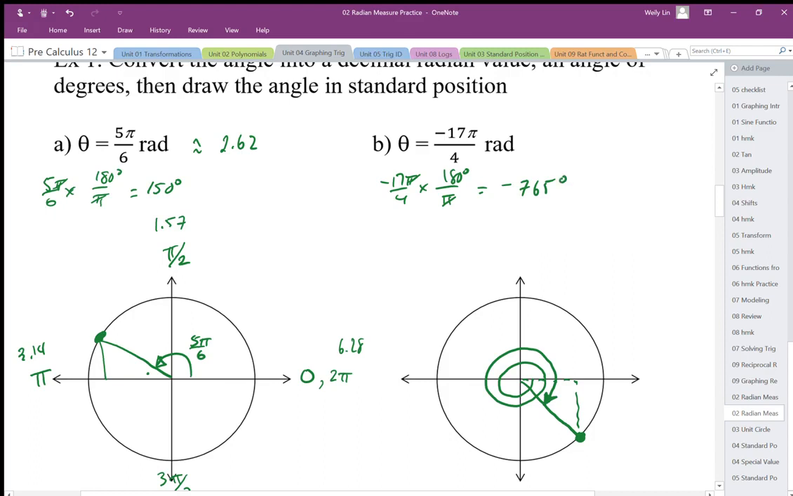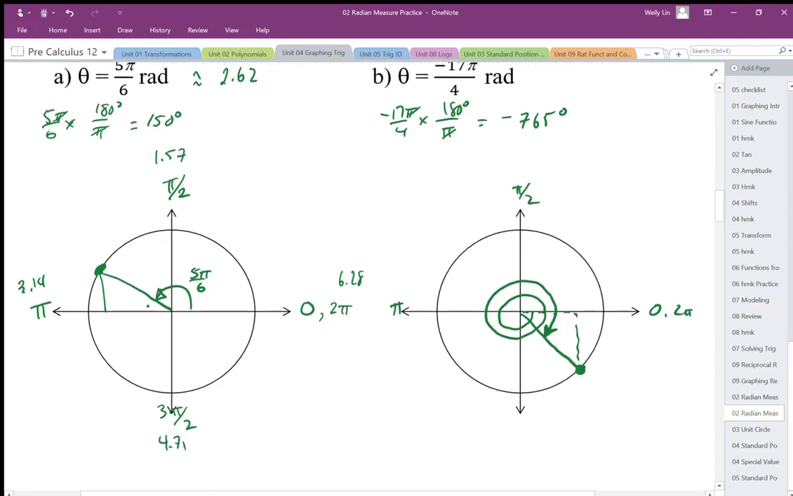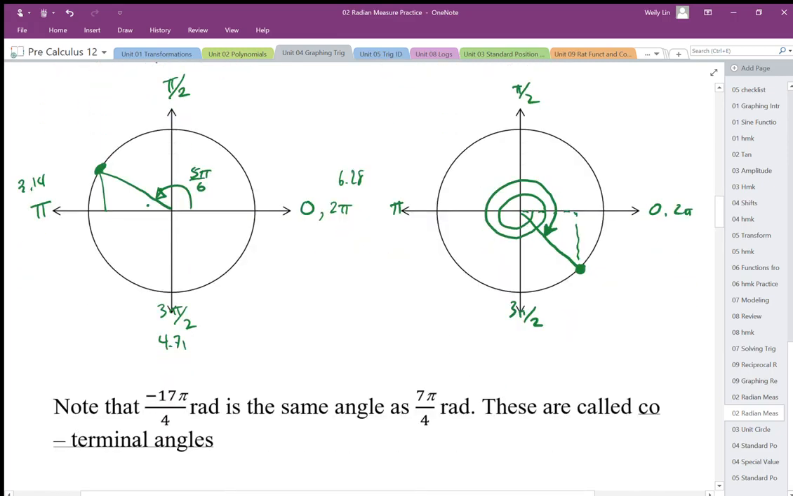If I want to draw this in standard position, I can start thinking of it in terms of pi's. This is 17 quarter pi's. So a quarter pi is halfway through the quadrant. So 1, 2, 3, 4, 5, 6, 7, 8, 9, 10, 11, 12, 13, 14, 15, 16, 17 pi over 4s gets me to that location. And again, I'm just going to put my references in there. I want to make sure that I'm getting familiar with these numbers. These are very important numbers to be familiar with.